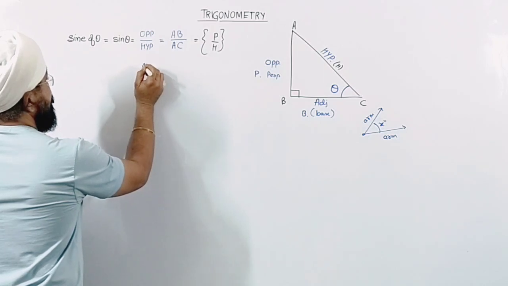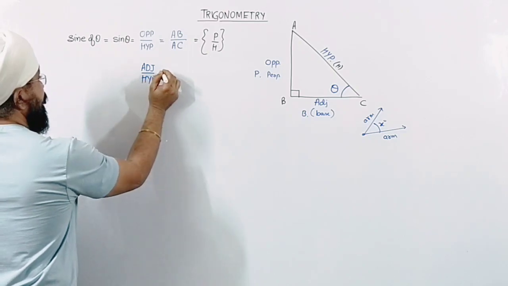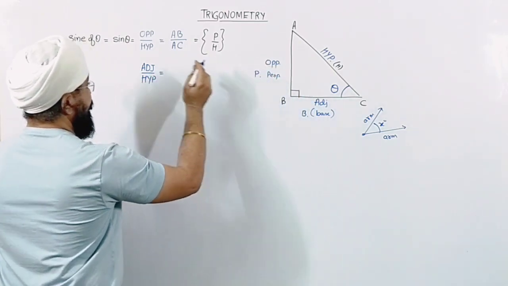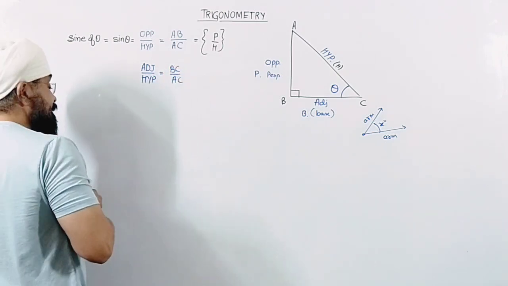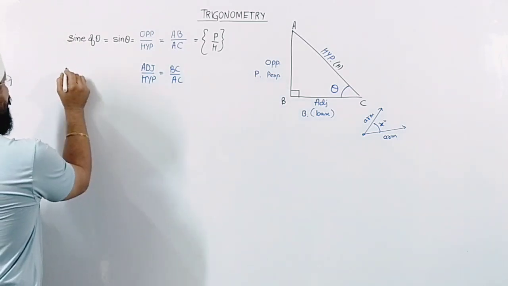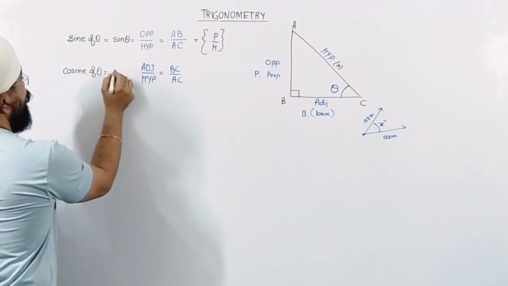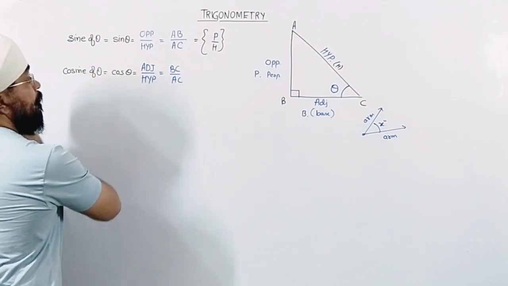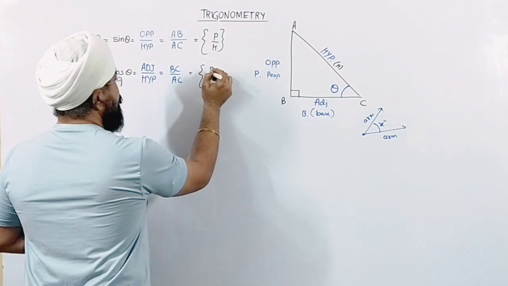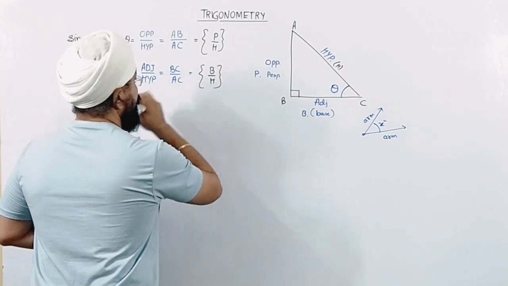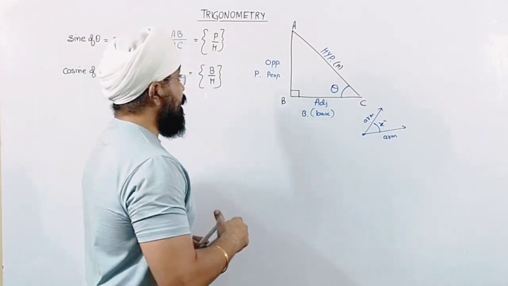I am taking the adjacent side and the hypotenuse. The side adjacent to this angle theta is actually BC upon AC. Clear? And this is known as cosine of theta. In short, we write cos theta. Clear? And as I have written the new letters also, the student used to remember this one as B upon H. Clear?